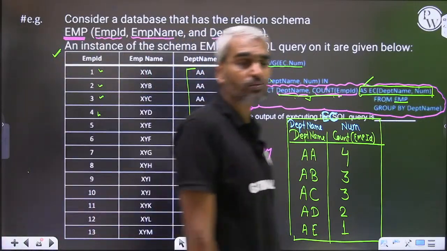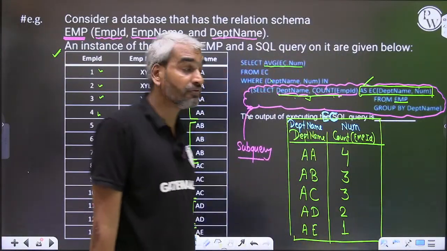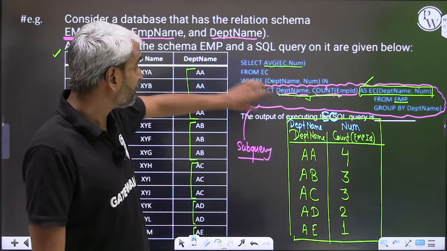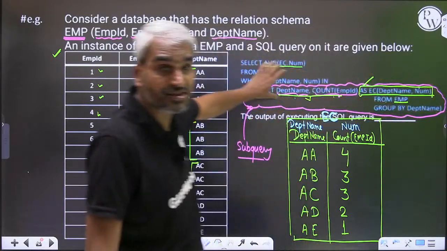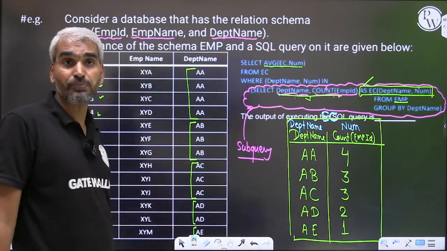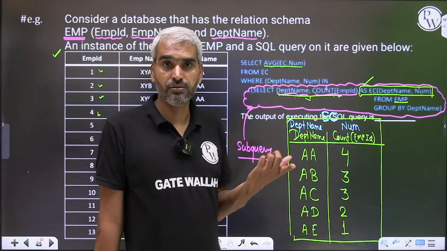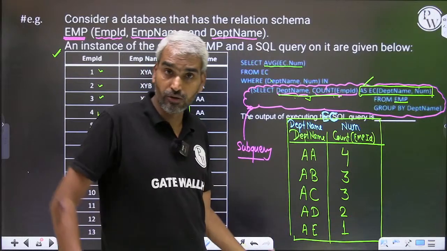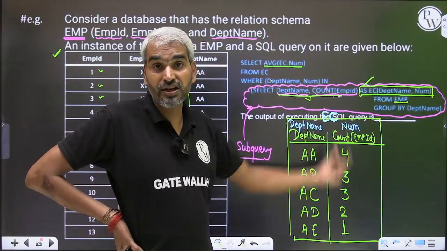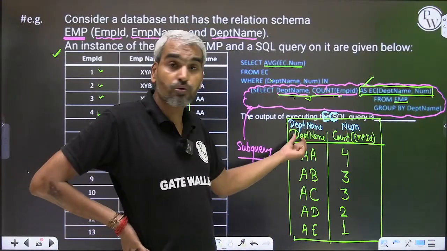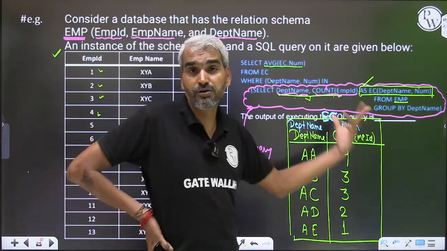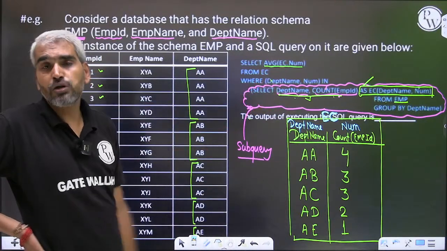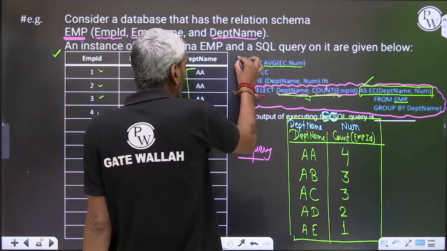The values with respect to count of employee ID will be given a new alias, that will be number. So after the execution of this subquery, you will have a new relation or an alias which will be valid only during the execution of this query. The name of the relation will be EC, and that relation will have two attributes. First one will be department name, another will be number. Now, once you have executed the subquery, you will go and execute the main query.